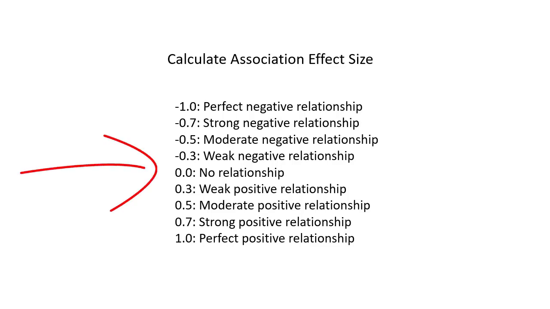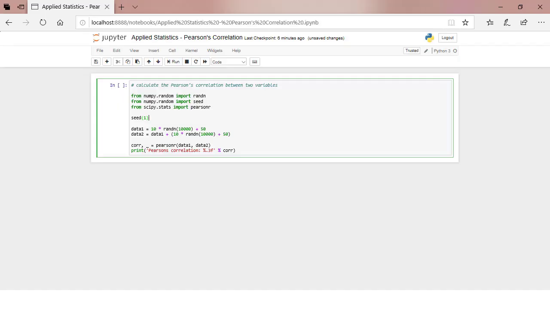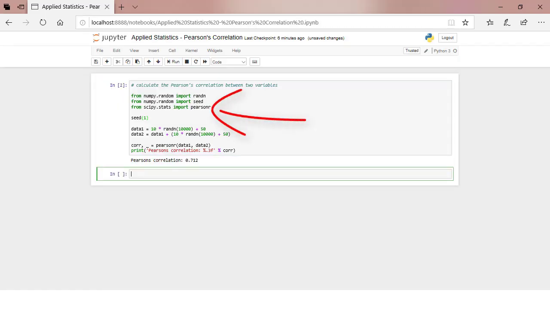The Pearson's correlation coefficient can be calculated in Python using the pearsonr SciPy function. The example on our screen demonstrates the calculation of the Pearson's correlation coefficient to quantify the size of the association between two samples of a random Gaussian distribution, where one of the samples has a strong relationship with the second. Running our example calculates and prints the Pearson's correlation between the two samples. You can see that the effect shows a strong positive relationship between those two samples.